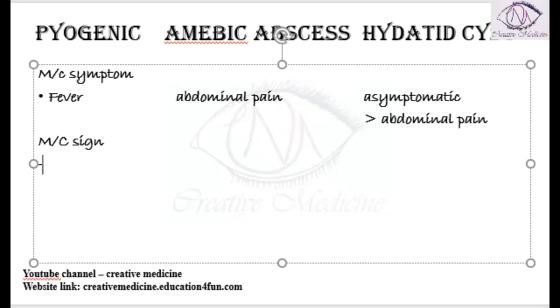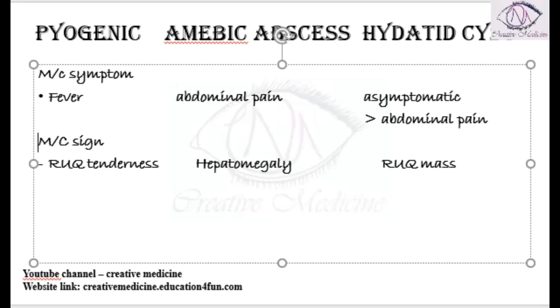The most common sign in pyogenic liver abscess is right upper quadrant tenderness. In amoebic liver abscess, the most common sign is hepatomegaly, whereas the most common sign in hydatid cyst is a right upper quadrant mass.